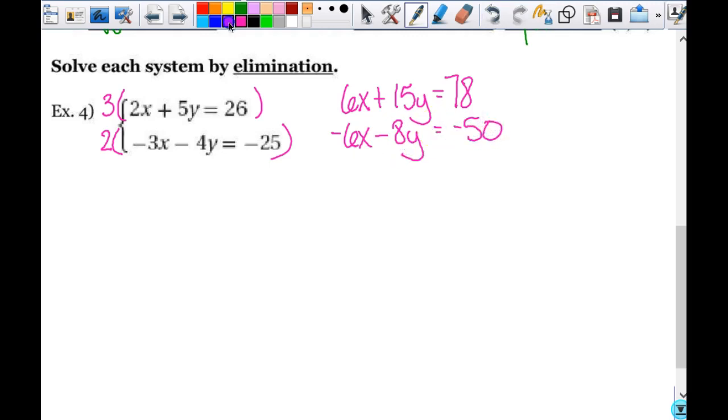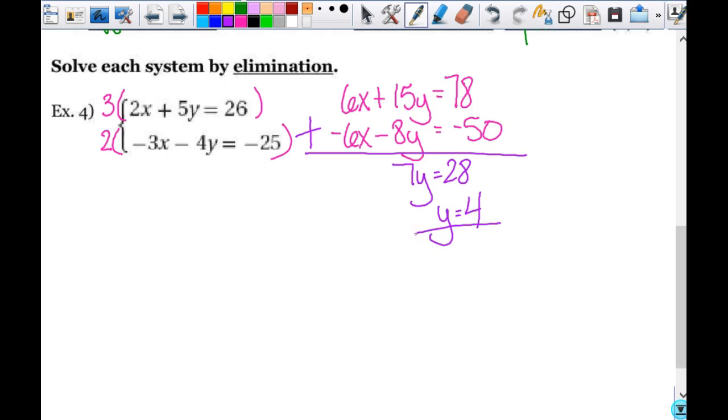Okay, so now you have just a big old addition problem, right? When you vertically combine, one of the sets of terms should cancel each other out. If they don't, then you did all this for nothing, because then you're just making other things weird. So those cancel out. That leaves you with 7y equals 28, which means y equals 4. Okay? So then you plug it back into either one.